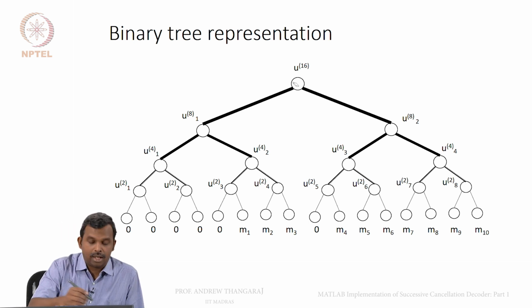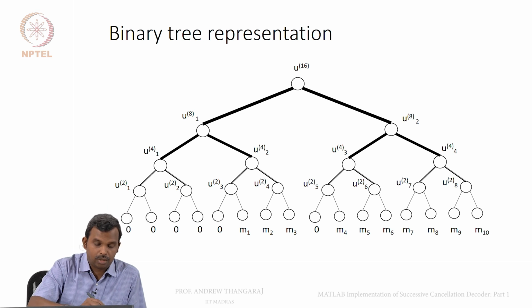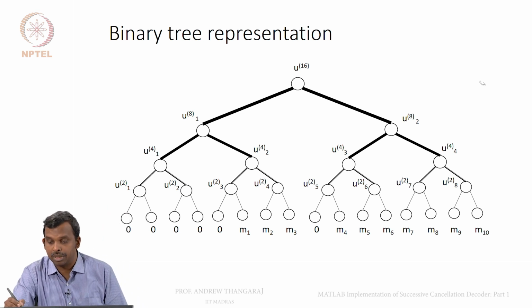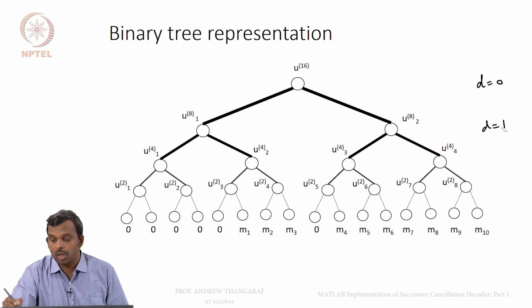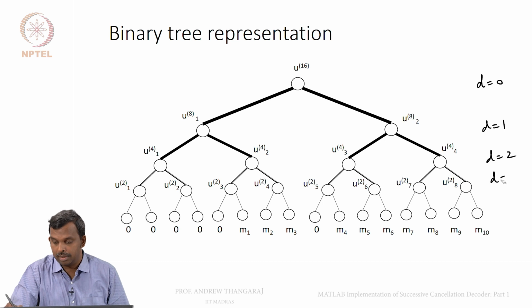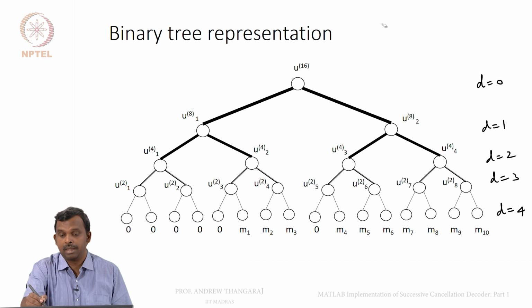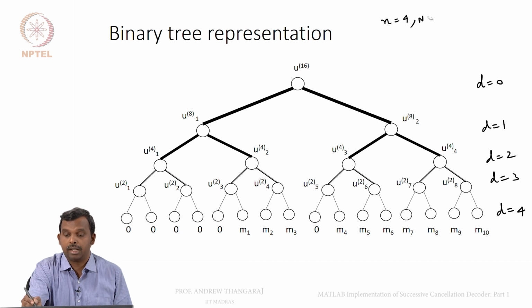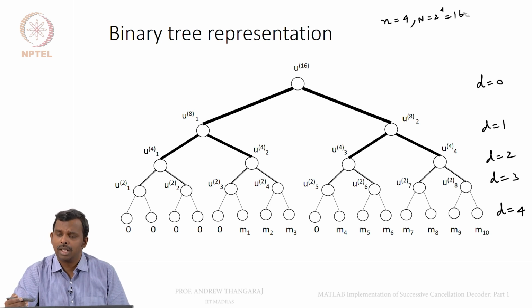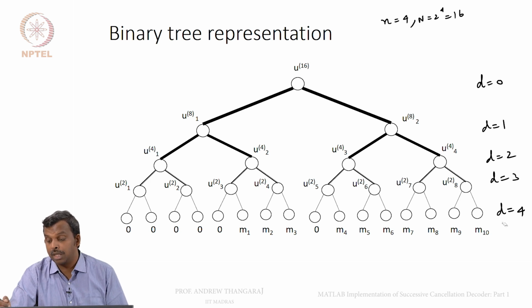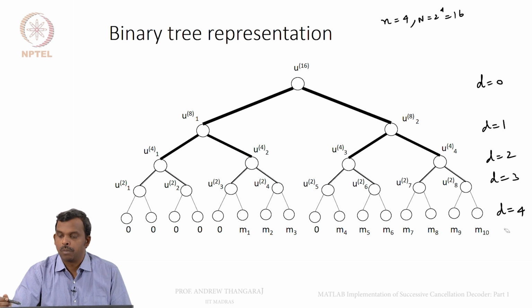So like I said, the first thing I will use is this notion of depth. So this has depth equals 0, this level, and then you have depth equals 1, depth equals 2, depth equals 3, depth equals 4. Remember this one is n equals 4 and capital N equals 2 power 4, which is 16. If you have a more general one, the depth will go further. For instance, if it is 1024, the depth will go from d equals 0 all the way up to d equals 10. So depth is one thing.